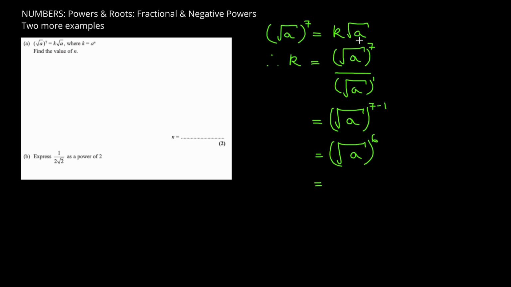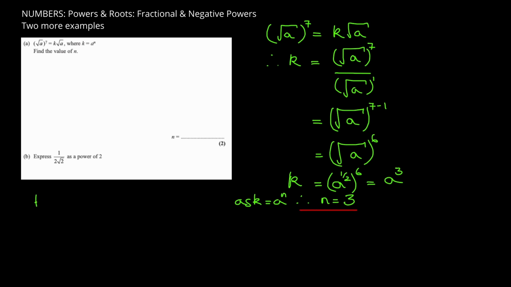The root of a, which I didn't really need to keep all the way down, but I did for clarity, is a to the power of a half. Itself is raised to the power 6. These are multiplying powers, so this is simply equal to a to the 3. And this, of course, is k is equal to a cubed. But way up in the question, it says that k is equal to a to the n. Therefore, n is equal to 3. And that is your answer.